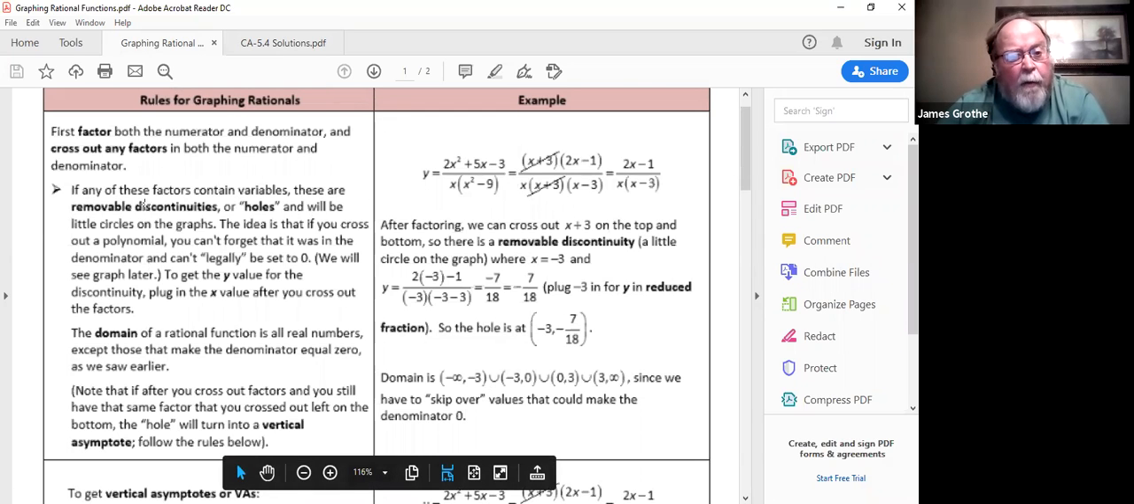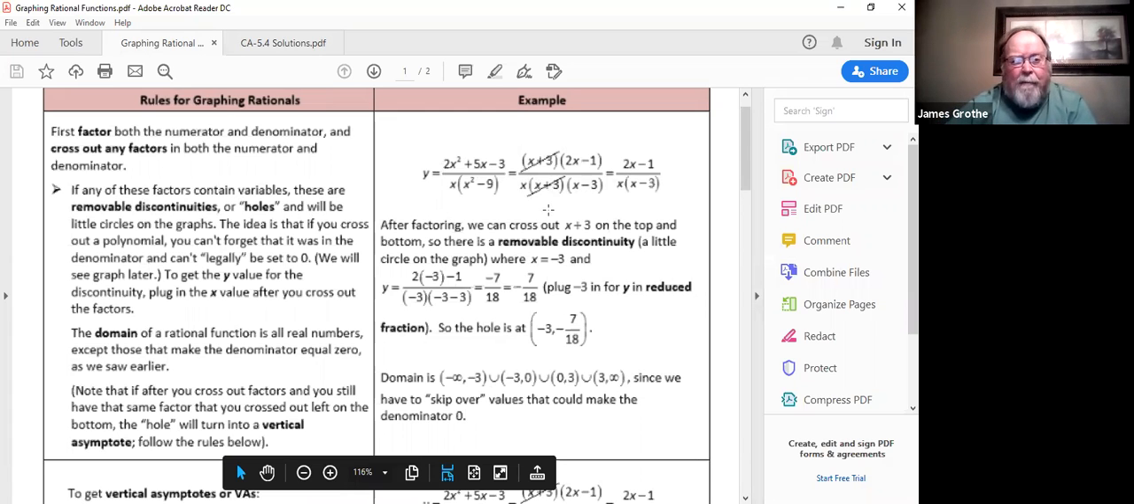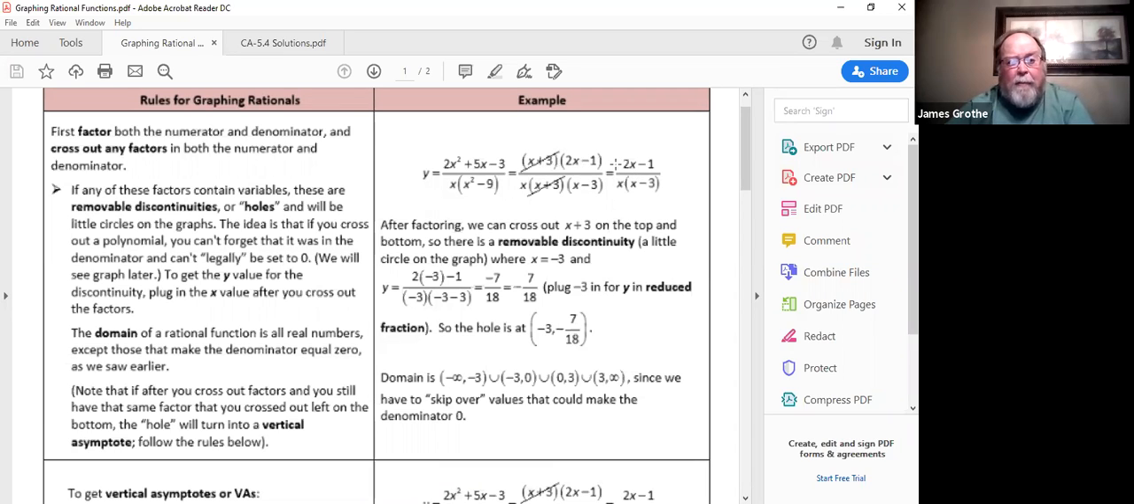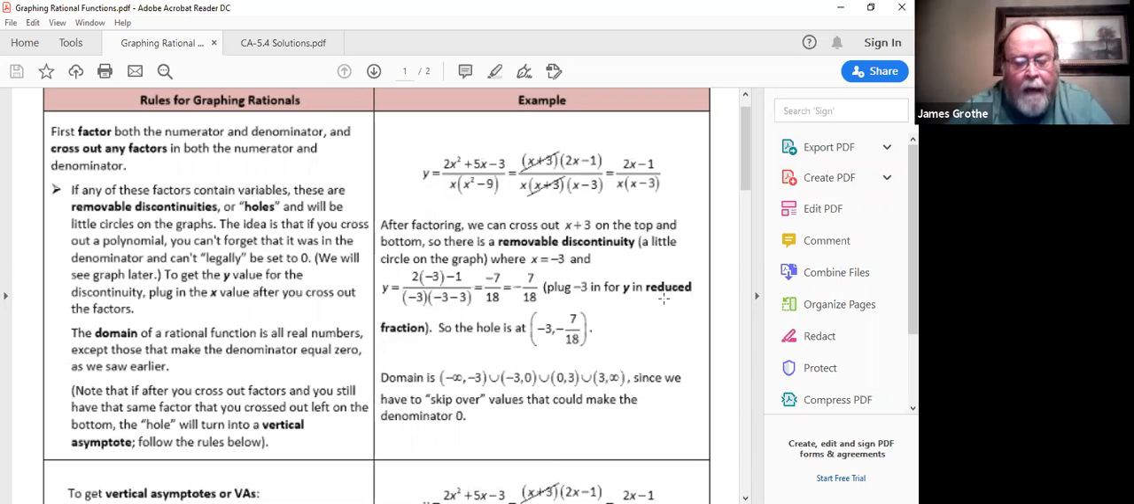First thing we do when we have a rational function is factor the numerator and denominator and see if there are any common factors, like x plus 3 in this case. If there are, we're going to cancel those common factors and deal with the simpler function. The function, in this case, would be 2x minus 1 over x times x minus 3, with the x plus 3's canceling out. Those x plus 3's are going to be what we'll call holes in the graph. And we'll talk about those a little bit more in our next class. But they're not asymptotes.